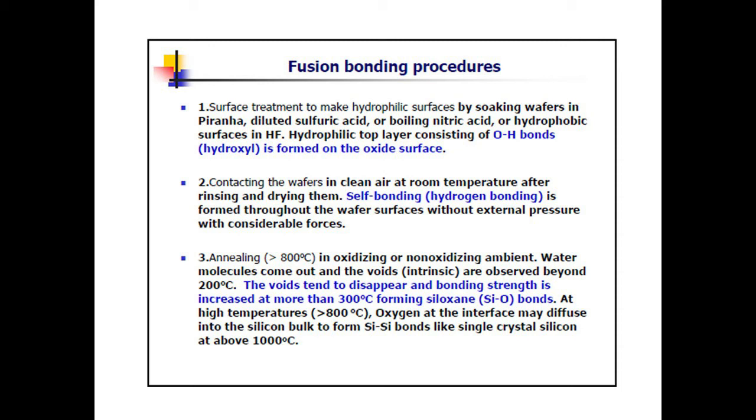So here what will happen is that the water molecules will come out, and the voids between the layers will be observed after 200 degrees Celsius. These voids tend to disappear, and the bonding strength is increased after 300 degrees Celsius, forming siloxane bonds. At higher temperatures, after 800 degrees, oxygen at the interface may diffuse. This will form silicon-silicon bonds like single crystal silicon at above 1000 degrees Celsius.